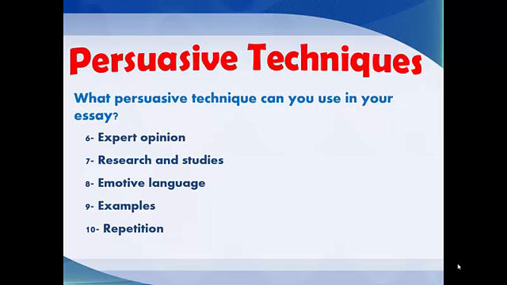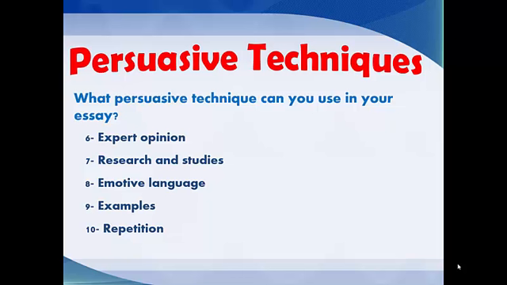Emotive language, as you know, when you are talking to somebody who needs some money, for example, don't say to him, donate for the people, they need money. No, you should say they are helpless, they are poor, they don't have a home, they don't have anything. So you are appealing to his emotions. Examples. When you are giving examples, you are persuading the person you are talking to.